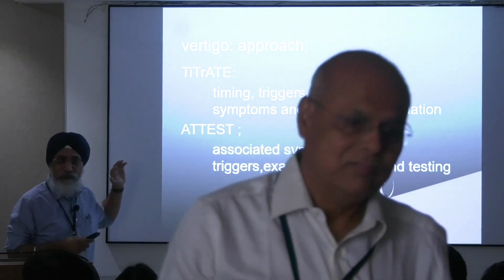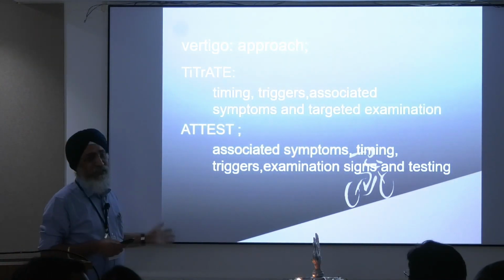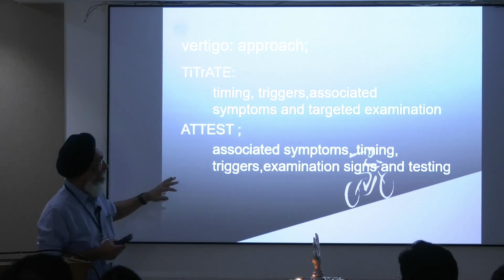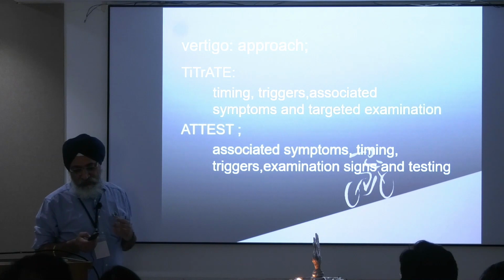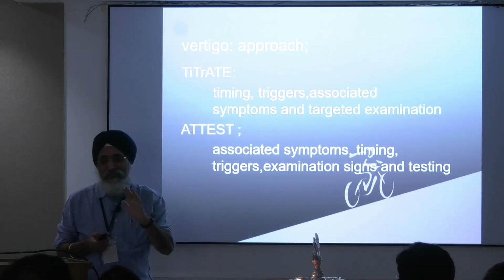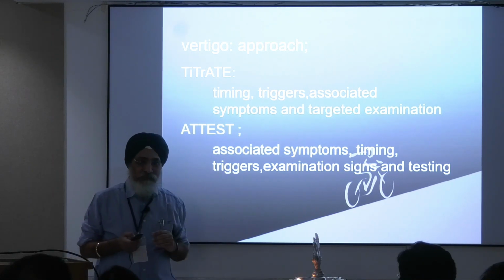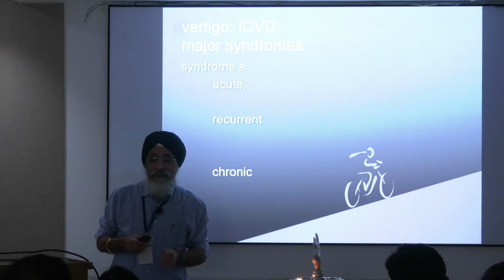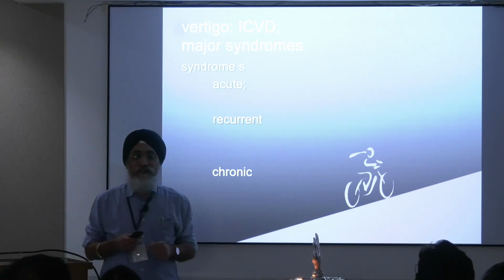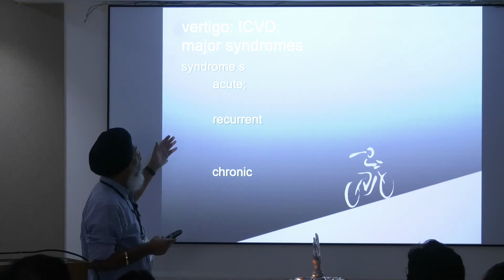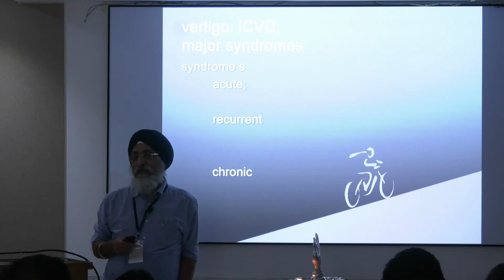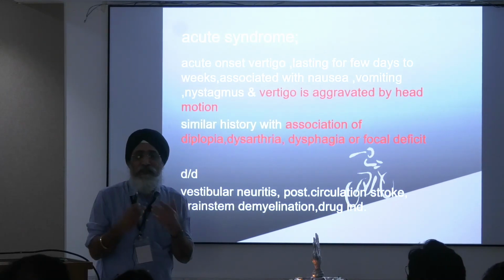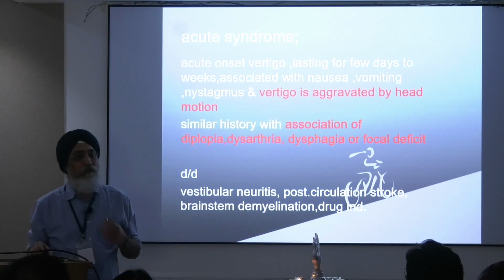Now, these are certain approaches which are mentioned in the textbooks, the TiTrATE and the ATTEST. These are the acronyms for different things. But frankly, as a neurologist, I don't like this approach. We usually go into a detailed history and examination, and we form a pattern of a patient. And fortunately, the International Classification of Vestibular Disease itself recently has promoted a similar kind of classification. Now they recommend three different kinds of syndromes: the acute syndromes, the recurrent syndromes, and the chronic syndromes. Let me give you one or two examples of them, and things would become simpler.